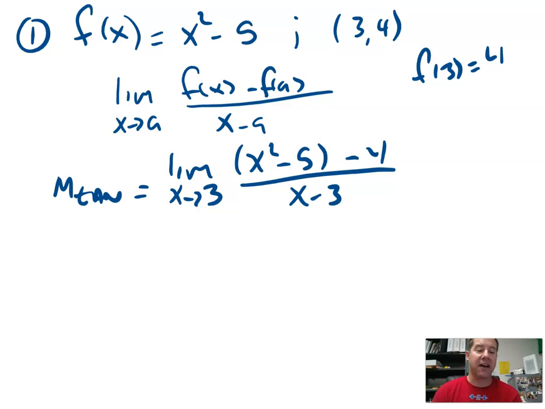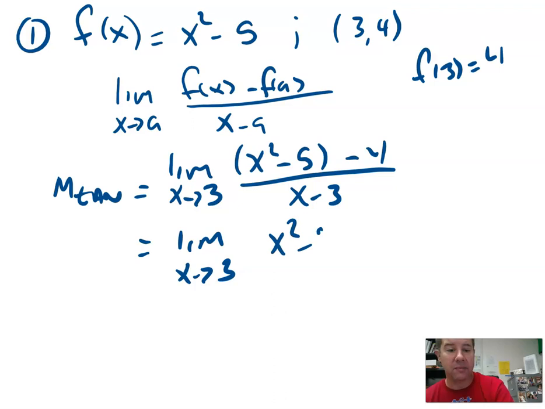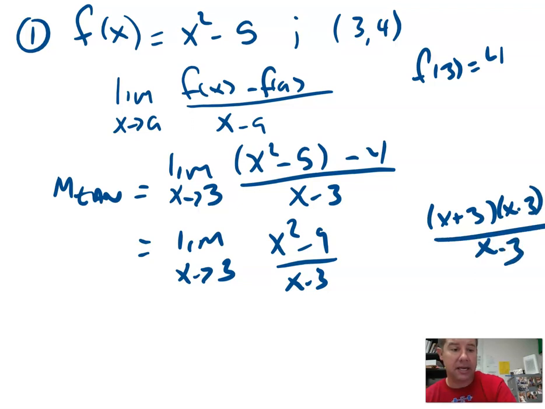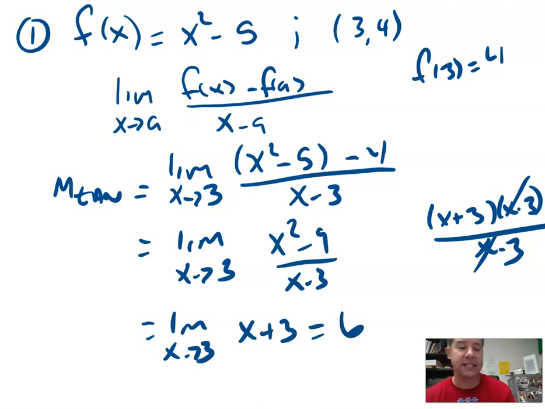And so now I'm just going to go and evaluate this limit. Okay, so I'm going to have to simplify it a little bit here. The limit as x approaches 3 of x squared minus 9 over x minus 3. If I plug in first, we're going to get 0 over 0. But I can factor: x plus 3, x minus 3. And I can kill off the x minus 3's. So this becomes the limit as x approaches 3 of x plus 3, where we get 6. So the slope of the tangent line has to be 6.